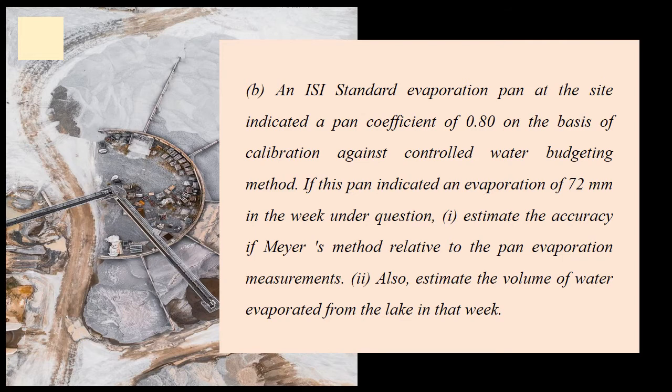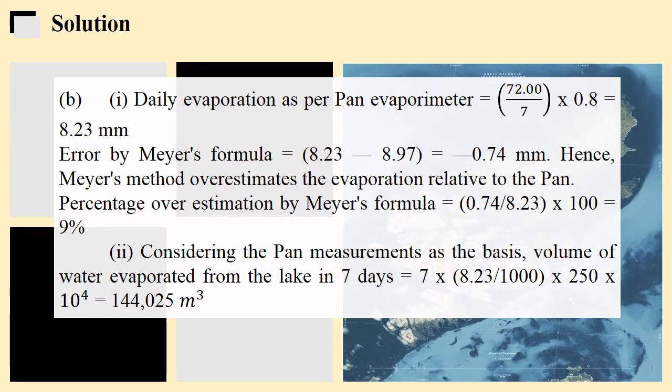If this pan indicated an evaporation of 72 mm in the week under question, first, estimate the accuracy of Mayer's method relative to the pan evaporation measurements, and second, also estimate the volume of water evaporated from the lake in that week. For the solution, daily evaporation as per pan evaporimeter is equal to 72 divided by 7 times 0.8, which is equal to 8.23 millimeter. Error by Mayer's formula is equal to 8.23 minus 8.97, which is equal to negative 0.74 millimeter.